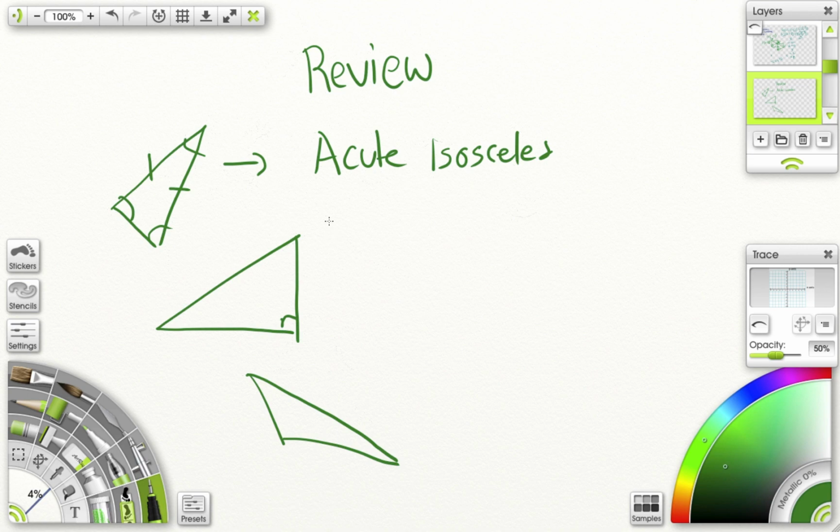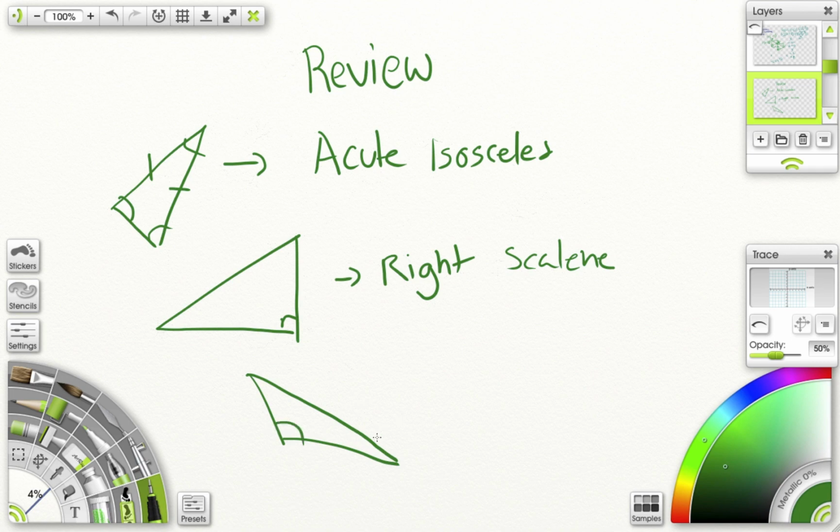This right here, that little box in the corner, tells me that this is a right angle triangle. So right away, I can tell you that's a right angle. Are all these lengths the same? Nope, they don't look like it. So I know that this is a right scalene, because scalene triangles are when all the lengths are different.